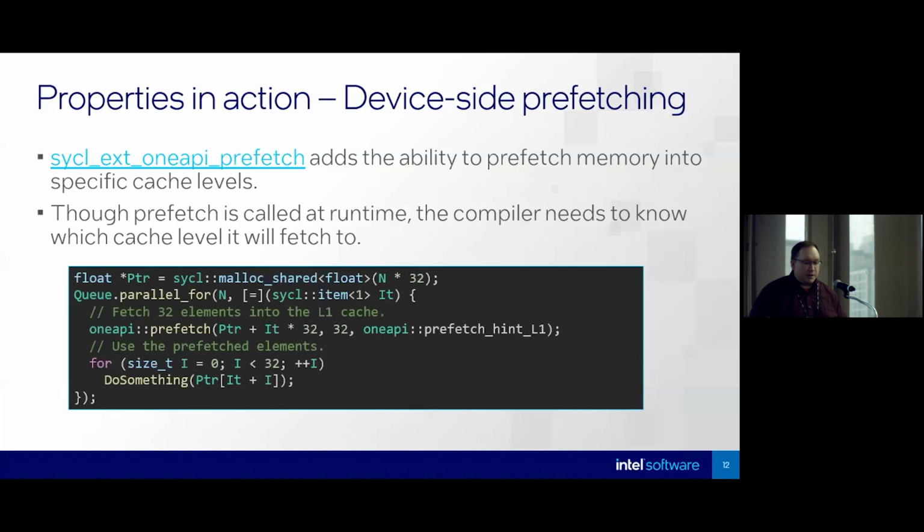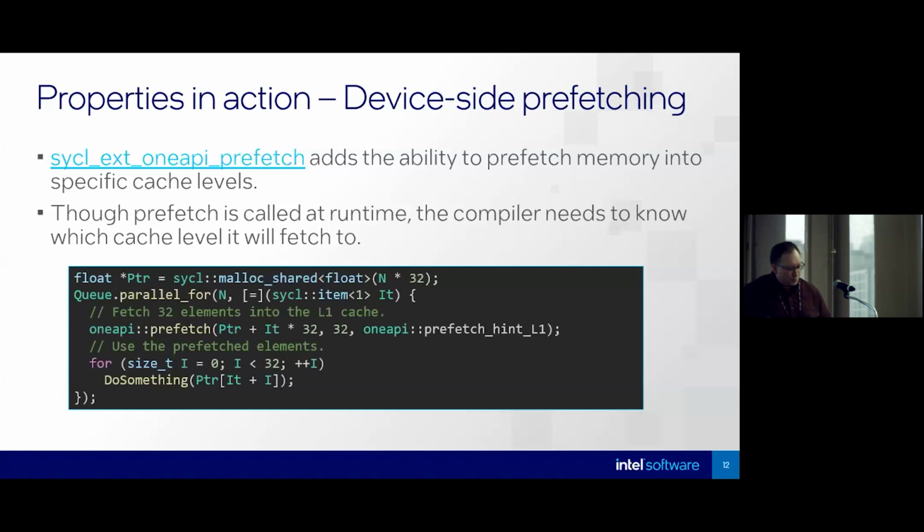So another example of things you can do with this is prefetching. We have another extension that's built on top of this notion of compile time properties to add the ability to prefetch memory into specific levels of the cache. Traditionally, a lot of people think of prefetching as a runtime thing that happens during the execution of your code. But it can have compile time implications in that if you need to prefetch into a specific level of cache, often that affects the instruction you actually need to emit in the compiler to do that.